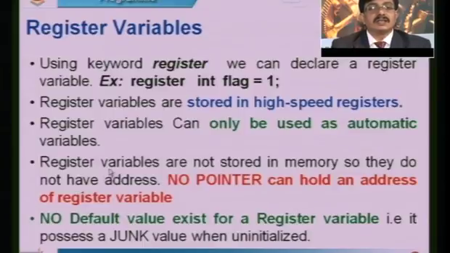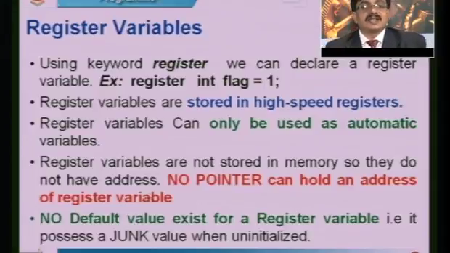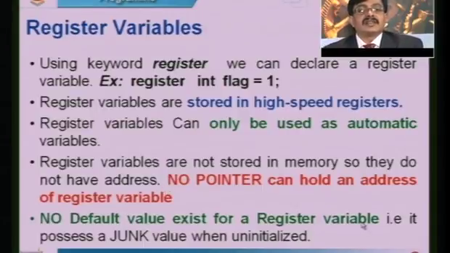Register variables are stored in the CPU register, and they do not possess any address. These values are not stored in memory. Since they do not have addresses, using a pointer I cannot hold the address of a register variable. No default value exists for the register variable, similar to automatic variables, which have a junk value. Even register variables will have a junk value when uninitialized.